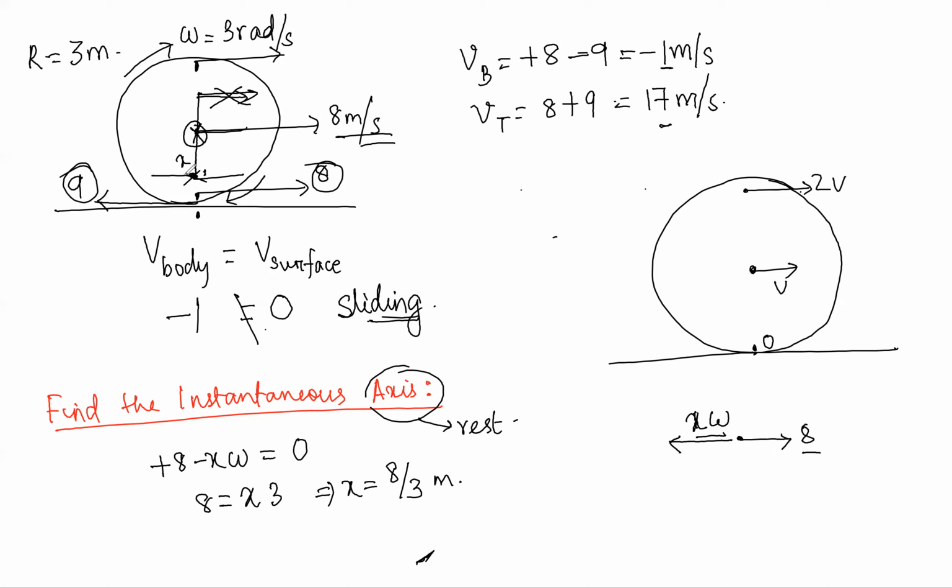ठीक है, ओके, let's try this again. जब कोई चीज रोल कर रहा है, whenever something is rolling, what is its instantaneous axis of rotation? General question. Whenever anything is rolling, what is its instantaneous axis of rotation?